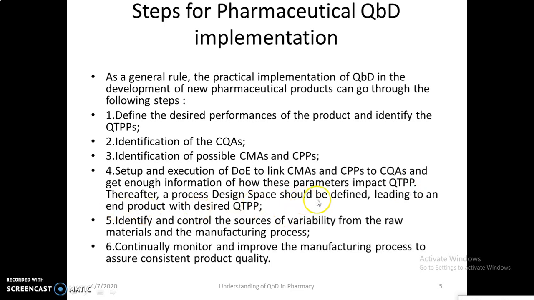Thereafter the process design space should be defined, leading to the end product with the desired QTPP. That is the product cycle. We start with QTPP, then CQA, that is critical quality attributes, then link the material attributes and process attributes to CQA. Then establish the design space, then establish the control strategy, then we can enter into product life cycle management. This is the entire QBD application. One has to understand that. In between, you can continuously monitor the system and improve the manufacturing process to assure consistent product quality. You have to define all the parameters properly.